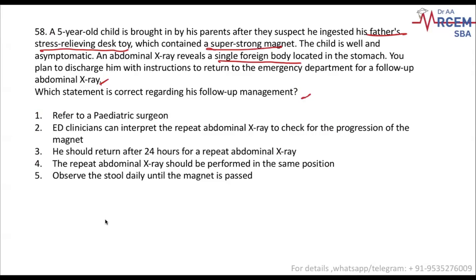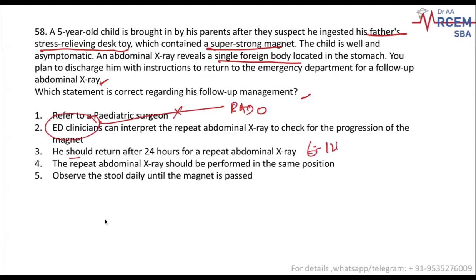Refer to the pediatric surgeons? No, we are not doing a referral to the pediatric surgeons. We are asking them to come back to the emergency department. ED clinicians can interpret an abdominal X-ray to check the progression? No, it has to be by the radiologist. It's not by us. He should return to the emergency department after 24 hours for a repeat X-ray? No, we do not wait for 24 hours.